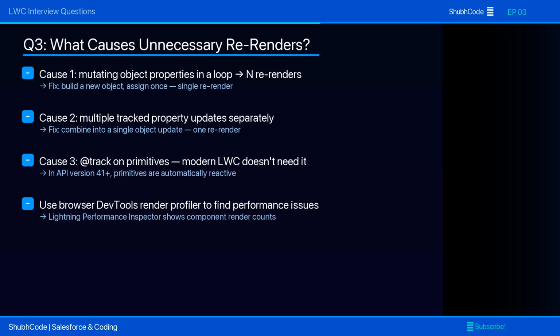Second, set state style patterns that update multiple tracked properties separately. Each update triggers a re-render. Use a single update to a combined object instead. Third, unnecessary use of @track on primitive values. Primitives are already reactive without @track in modern LWC, you're adding decorator overhead for no benefit.